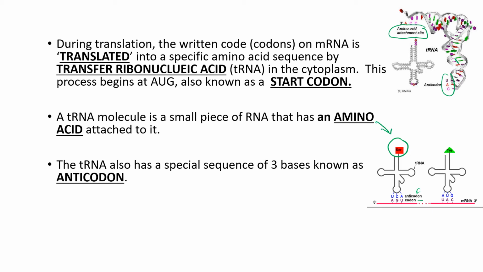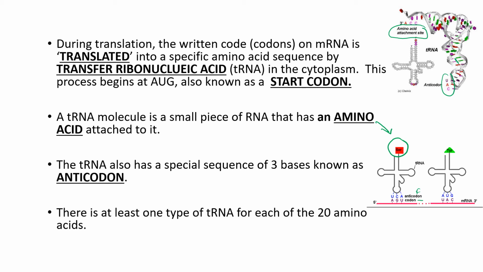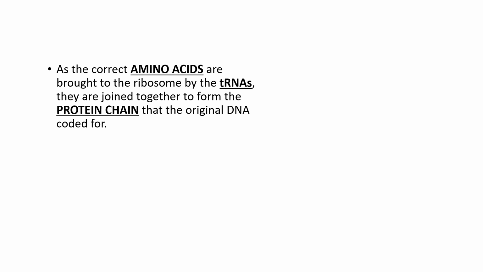Each of our amino acids also has a 3-letter abbreviation, which you don't need to know, it's just so that you don't have to write out the whole thing every time. And then your anticodon on the other side. Okay, and there's at least one type of tRNA for each of the 20 amino acids because that's how they get assembled.